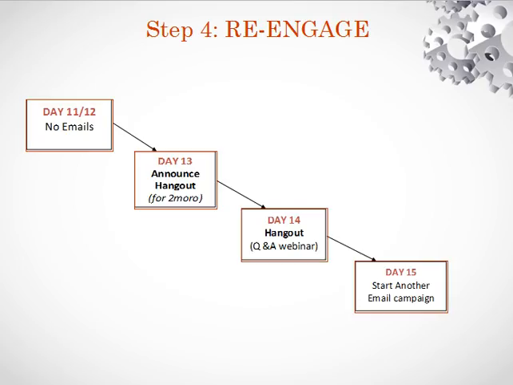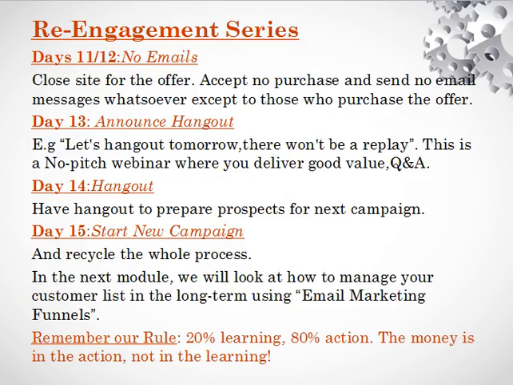Now it makes those who couldn't get your offer see that they lost something. So the next time you have an offer, they're going to do everything to get that offer. You understand? Then on day 15, you start another email campaign. It's that simple, right? You've seen that. Then you recycle on day 15. You recycle the whole process. You start another 14-day campaign, right?